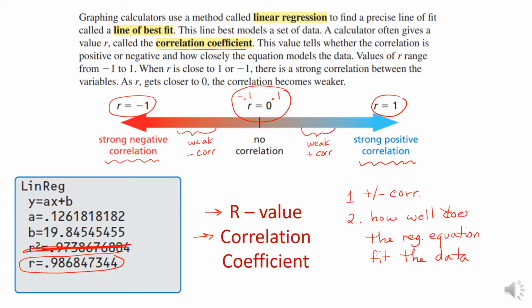So I did want to point out that you can also tell that it's going to have a positive slope when your slope is positive. So the sign of the slope should always match the sign of your R value. And they will both tell you the positive or negative correlation. Okay? But these are the two things that your R value tells you, that your correlation coefficient tells you. So remember those.